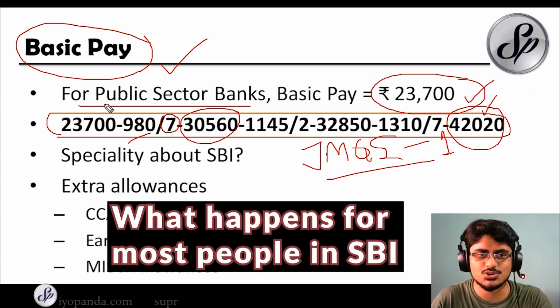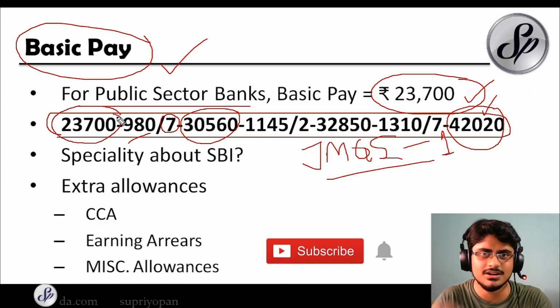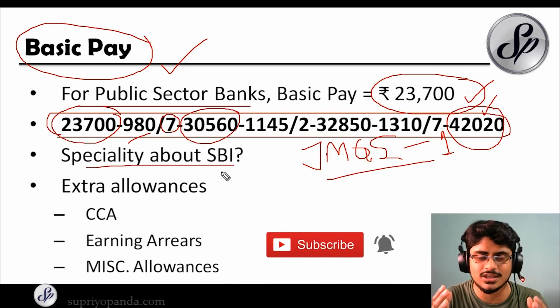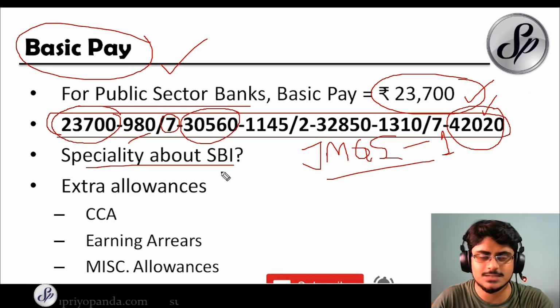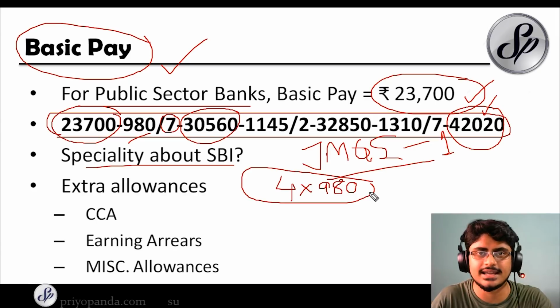The number that is most important is 23,700. This is the important number for a starting SBI PO. Now there is a specialty about SBI. So what is this specialty that we are talking about? The specialty is that SBI is going to give you 4 additional increments of 980 rupees as you join SBI.